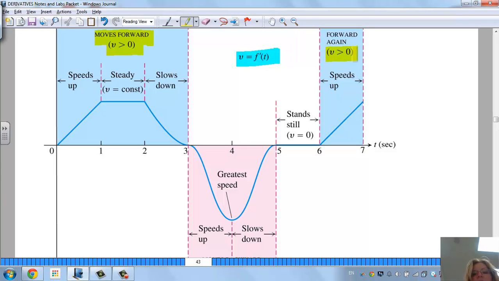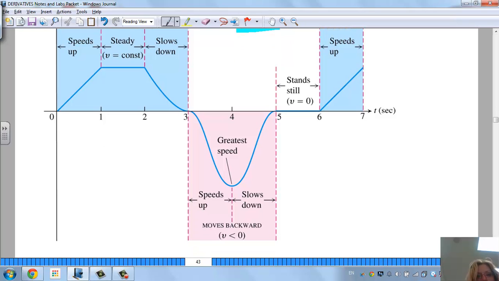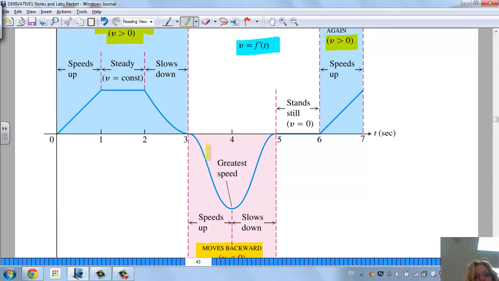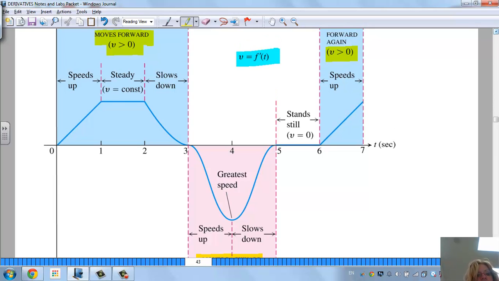And again, over here it's moving forward because the graph is above the x-axis. If I'm below the x-axis, that means my particle, because you have to show direction with velocity, and the only way you can show it is if it's negative, that means it's moving backwards. And if you look down here, this means I'm moving backwards if I'm below. So keep that in mind, because all down here the numbers are negative, so that means my particle is moving backwards, okay?